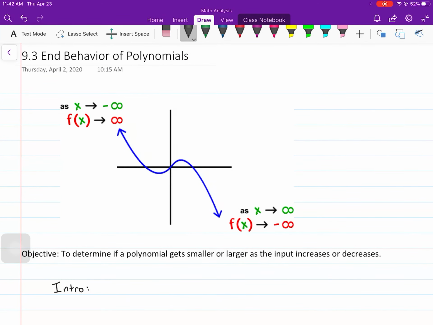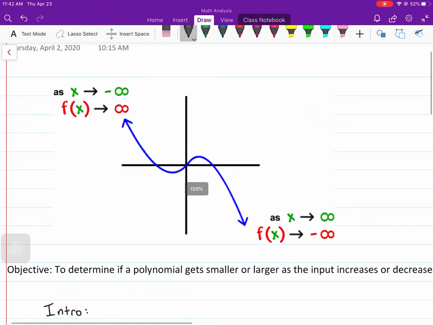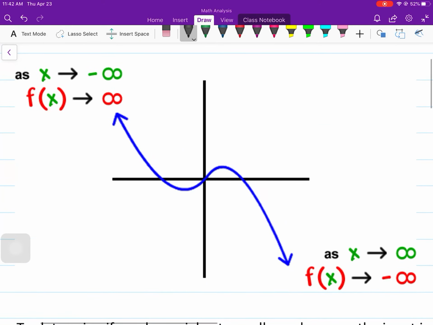So in this section, we're going to be looking at the end behavior of polynomials. And honestly, this is getting into a little bit of a calculus concept. It's not that bad though. So let's start with the right side actually.